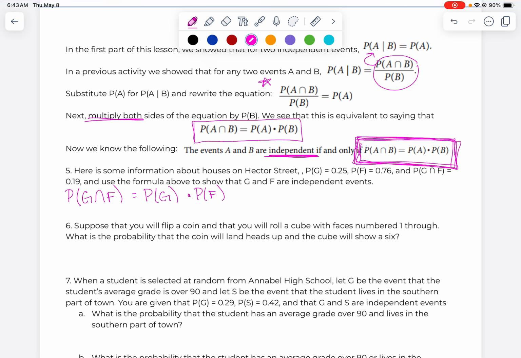So the probability of G and F is 0.19, and that has to equal the probability of G, 0.25, times the probability of F, 0.76. So take a moment, plug that in your calculator. You should get 0.19. So does 0.19 equal 0.19? Yes, so they are independent.